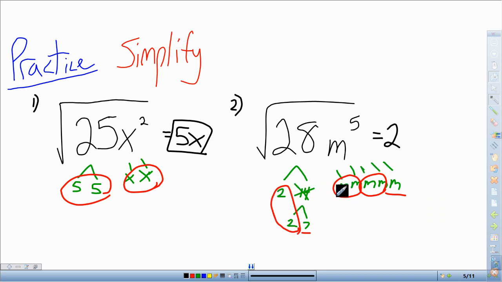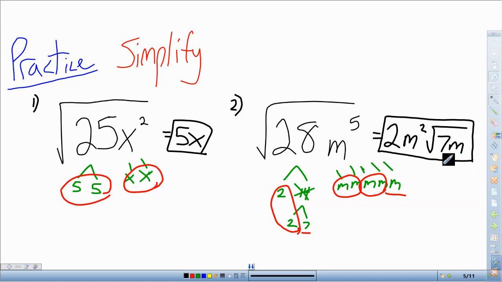Pair of m's, I mean, really, if we want to cut to the chase, this pair of m's, this means 1 comes out, this means another comes out. So I'm going to end up with an m squared. Inside of my radical, we have a 7 and an m left inside, so 7m. I can't do any more multiplication here, so I know that I'm done. Okay, weird looking answer, easy process.